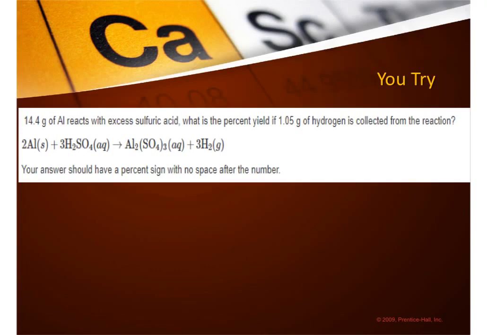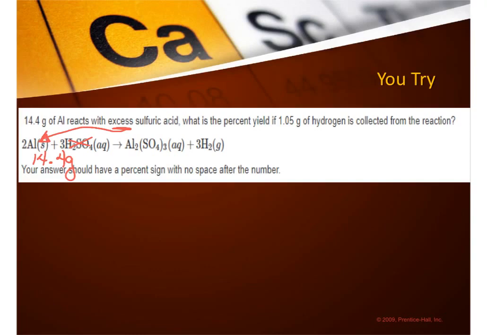Let's see, 14.4 grams. I like to write the given information under the chemical reaction. It just kind of helps me visualize what I'm trying to do. 14.4 grams of aluminum. When a reaction says excess, that means it's not a limiting reactant. They're telling you what the limiting reactant is. They're telling you that aluminum is the one that counts. It's a limiting reactant. It's all you need to do a calculation with. So you can just kind of ignore the other one.